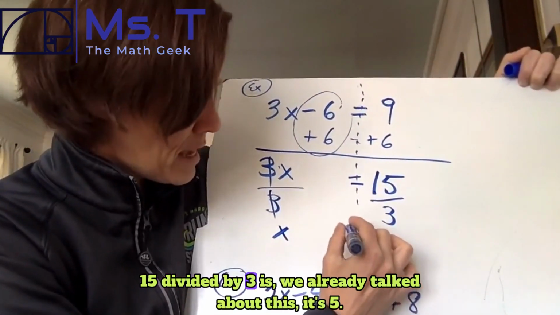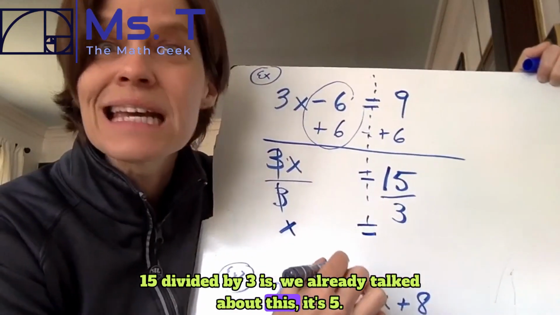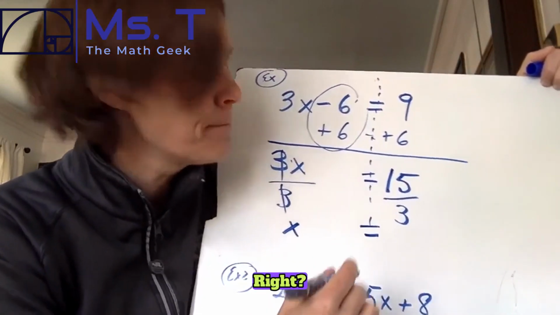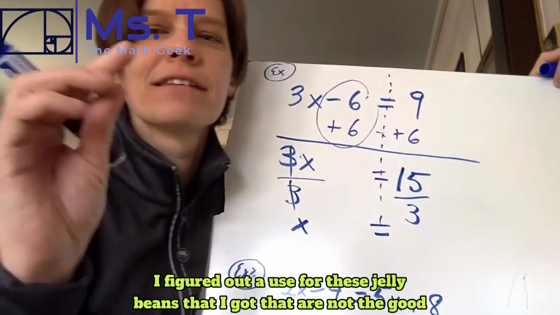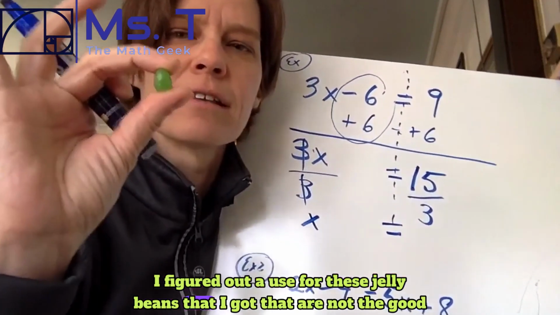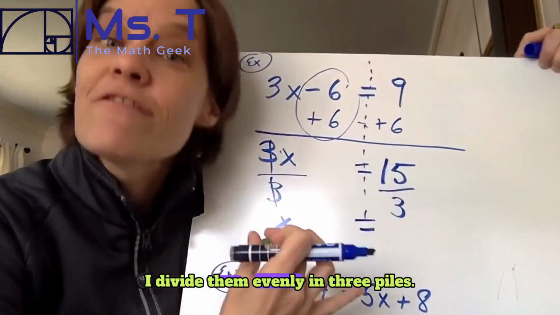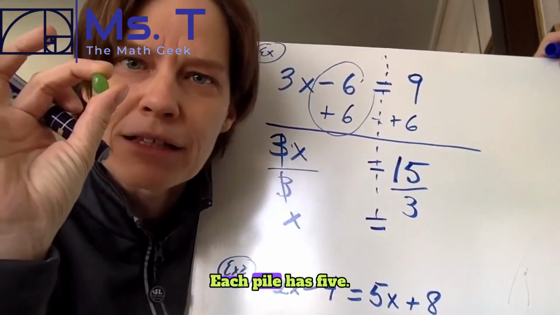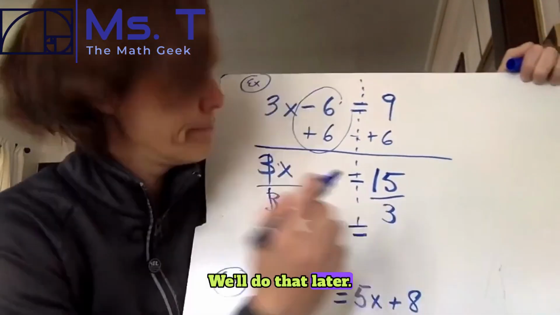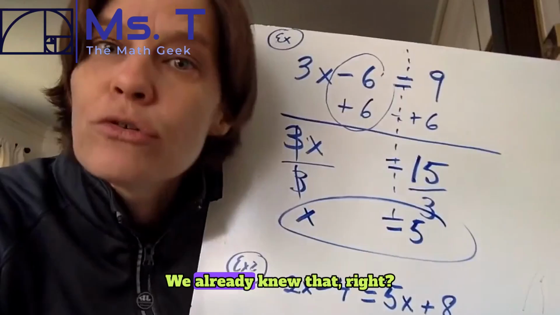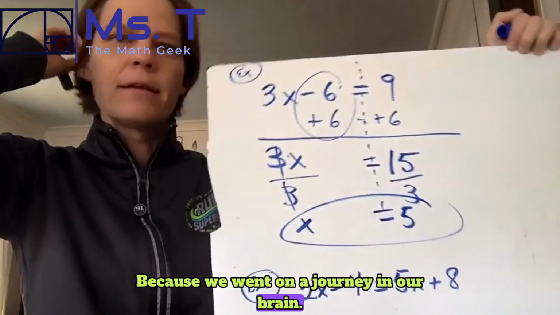15 divided by 3 is, we already talked about this, 5. I have 15 Skittles. Finally figured out a use for these jelly beans that I got that are not the good ones. I have 15 of these. I divide them evenly into 3 piles. Each pile has 5. We'll do that later. x is 5. We already knew that, right? Because we went on a journey in our brain.